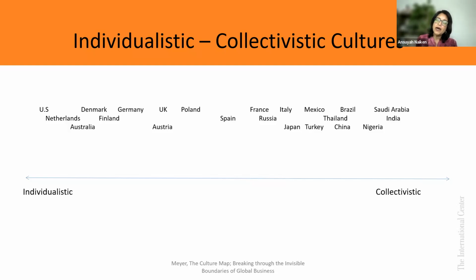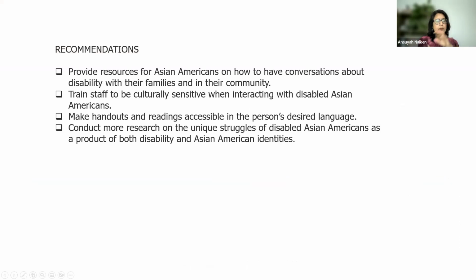So that's the good part of it, that the community is slowly starting to open up, slowly starting to engage with members outside their community in conversations around disability. So a couple of things, and the next slide will show just a couple of things that you can think about in terms of what can be done when you're reaching out to the Asian American community. Provide resources on how to have conversations about disabilities with their families.